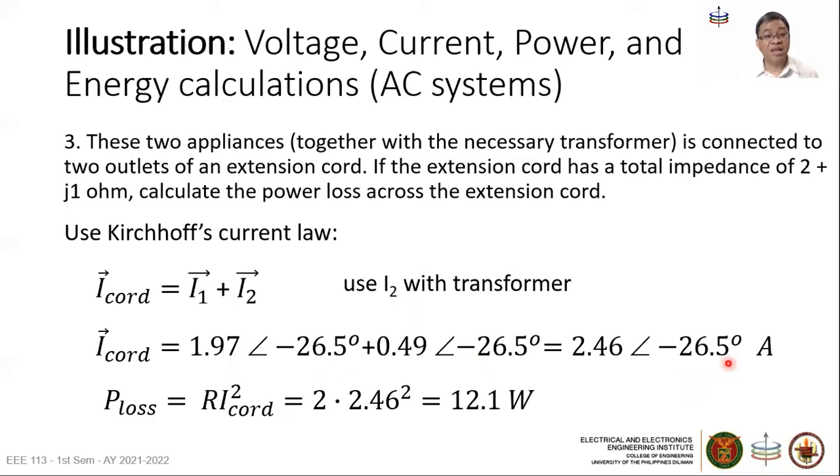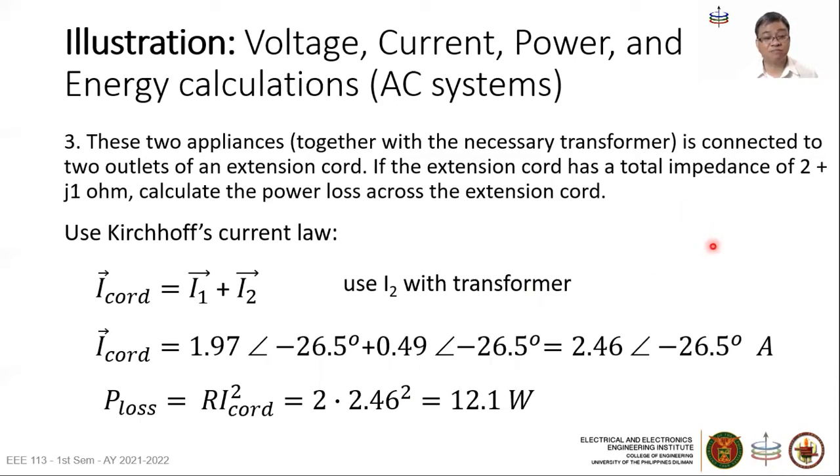And finally, the power loss across the cord is again I squared R. That's the current, we square that. Resistance of the cord is 2 ohms. That's 2 I squared. That's 12.1 watts. So we say that for this example, we have a 12.1 watt loss across the extension cord.